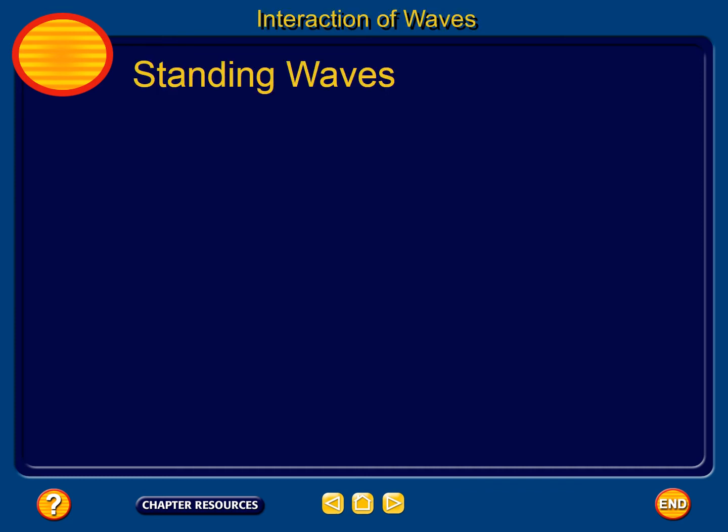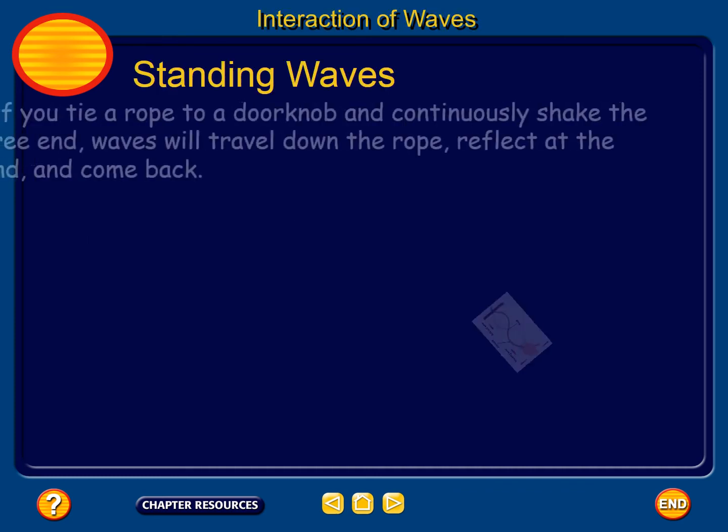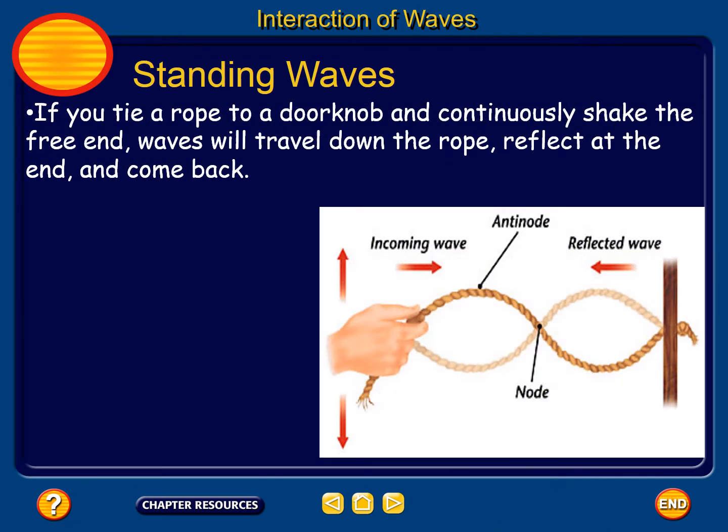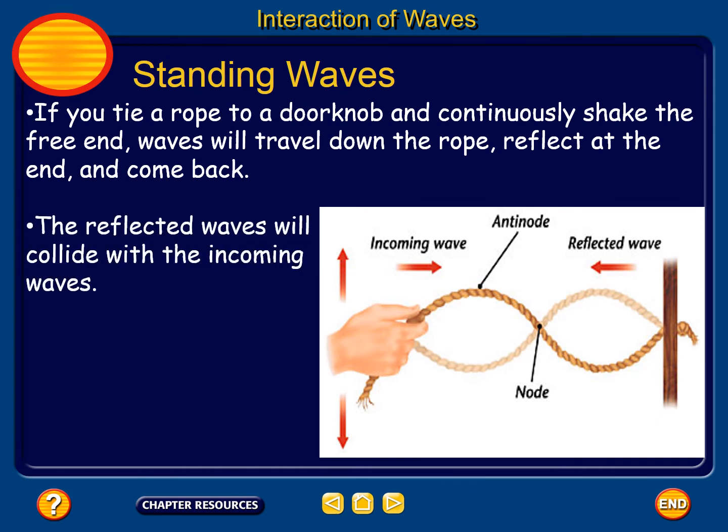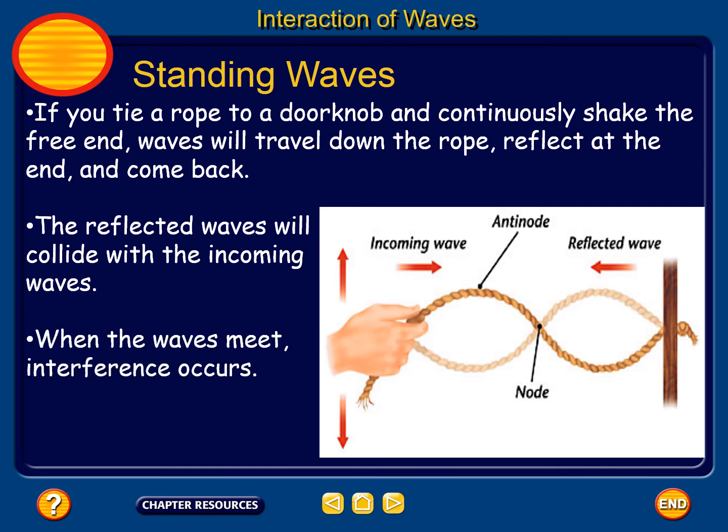How do standing waves form? If you tie a rope to a doorknob and shake the free end, waves will travel down the rope, reflect at the end, and come back. The reflected waves will meet the incoming waves and interference occurs. The reflected waves will collide with the incoming waves. When the waves meet, interference occurs.